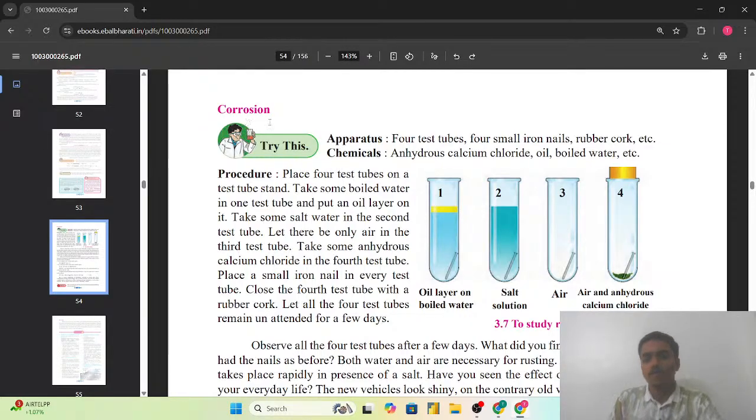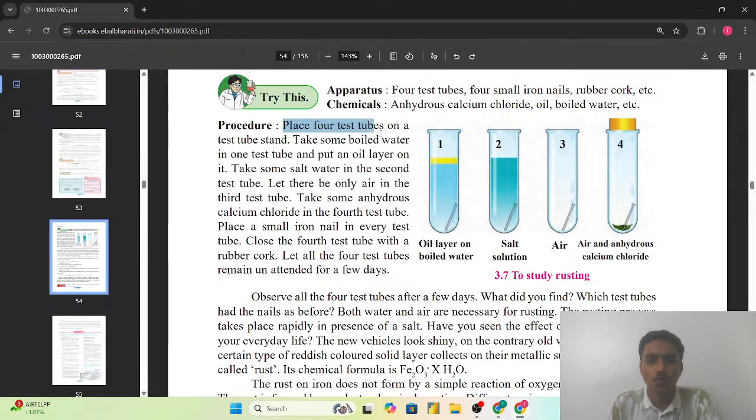So तो चलिए देखते हैं करोजन। यहाँ पर एक इंटरेस्टिंग एक्टिविटी है जो कि हमें यहाँ पर बोली गई है। Apparatus: four test tubes, four small iron nails, rubber cork, etc. Chemicals: anhydrous calcium chloride, oil, boiled water, etc.